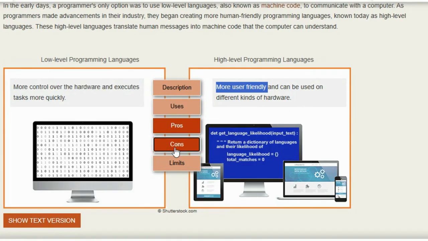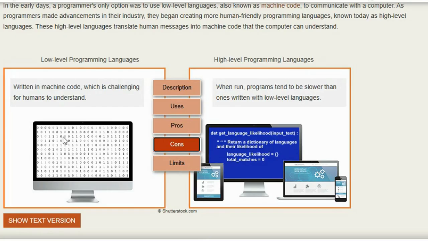Let's look at the cons. The cons over here on the left is easy. Low level is written in machine code. It's just challenging to understand. You'd have to translate all of that zeros and ones into something we have a chance of understanding.